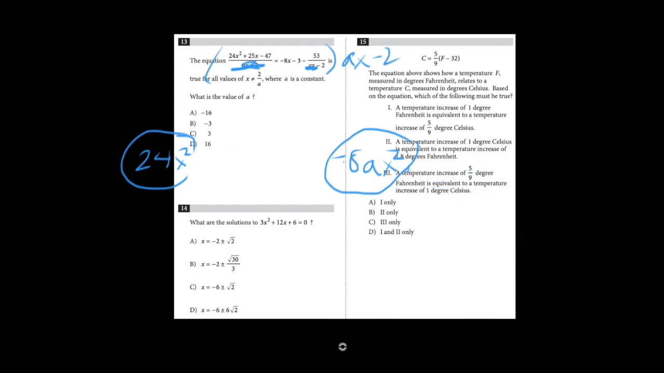We see 24x squared is equal to -8ax squared. So the x squares cancel. The a has to be equal to -3 because -8 times -3 is equal to 24. Our answer is B.